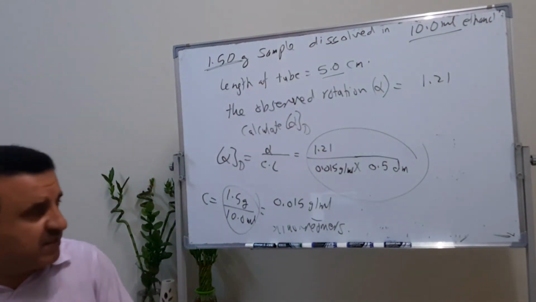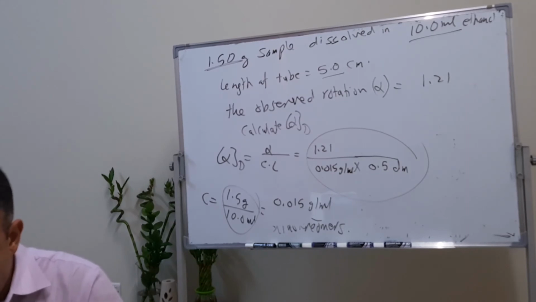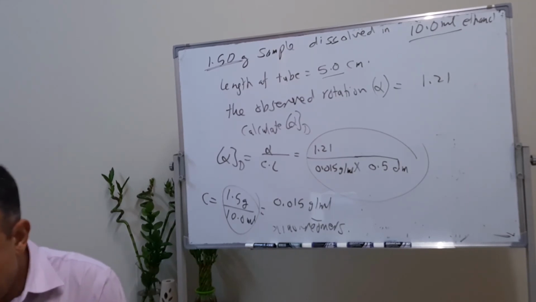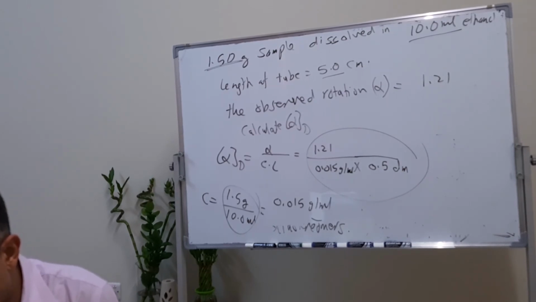That will be the alpha D of the sample, how we convert the alpha into the alpha D. So it is a straightforward issue. The alpha D is like a standard physical property of the compound, which we use to identify compounds from each other.